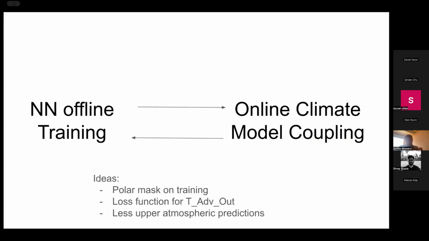So what I'm doing right now is I'm at this kind of funky part in the work where I train a neural network offline, I see how it performs online, I look at the problems there from the climate model simulation and try to retrain a neural network thinking about what those problems were. At this point I'm going back and trying polar masks. I'm considering a custom loss function to boost up the T advection. I'm wondering if I lock the column lower, like instead of the atmosphere column at 49, I go down to say 40, would that lead to more stability when the climate model is run?